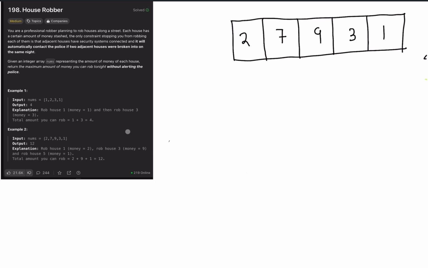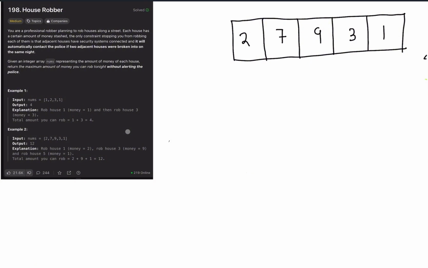The question reads: you're a professional robber planning to rob houses along a street. Each house has a certain amount of money stashed. The only constraint stopping you from robbing each of them is that adjacent houses have security systems connected, and it will automatically contact the police if two adjacent houses were broken into the same night. Given an integer array nums representing the amount of money of each house, return the maximum amount of money you can rob tonight without alerting the police.